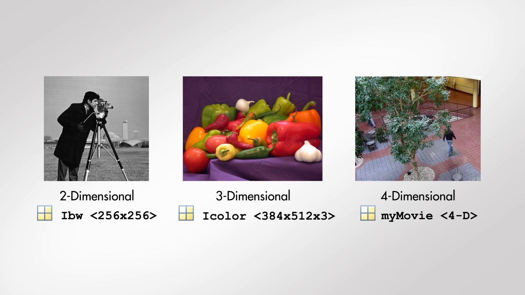Try looking at the data in your own images. Remember that we need to specify indices for each dimension, thus 2 for grayscale images, 3 for color images, and 4 for color movies.